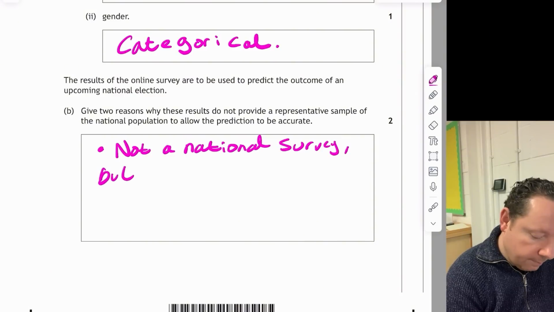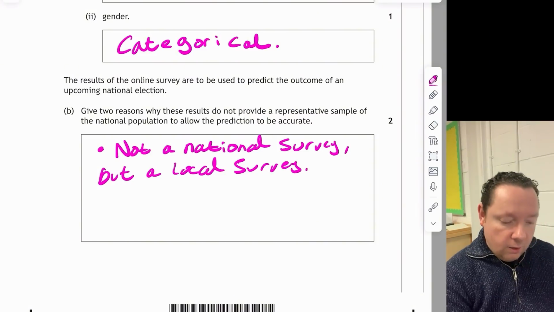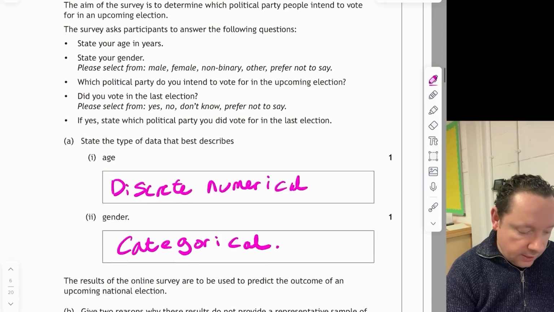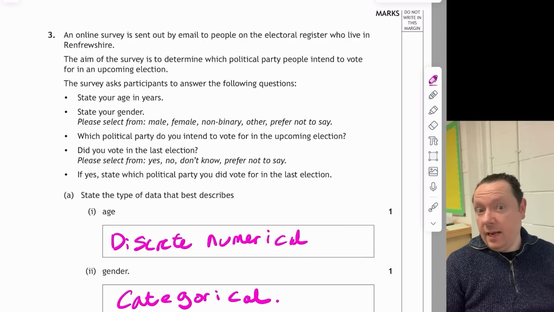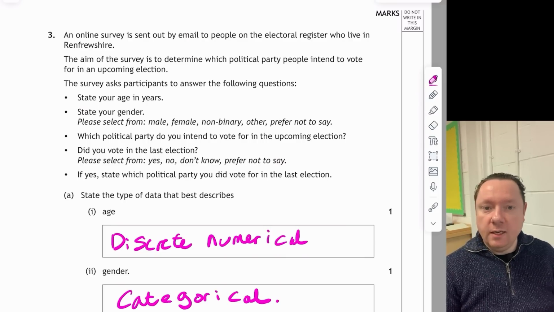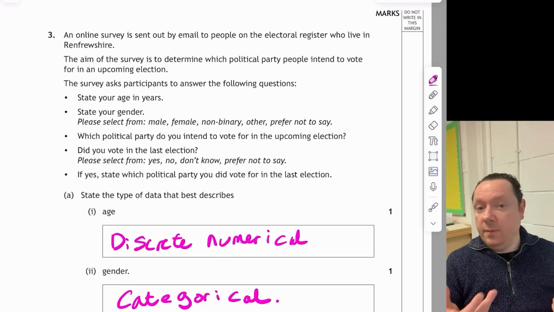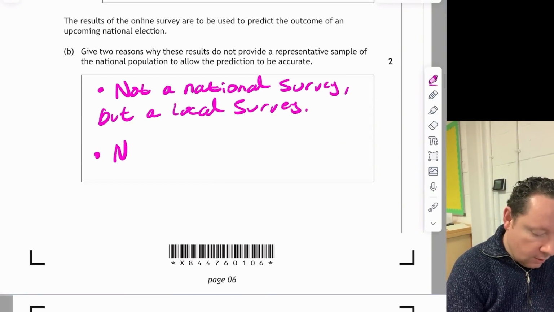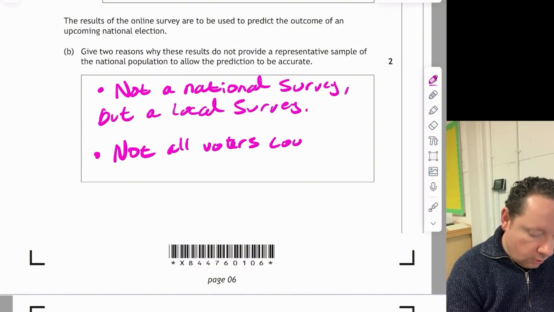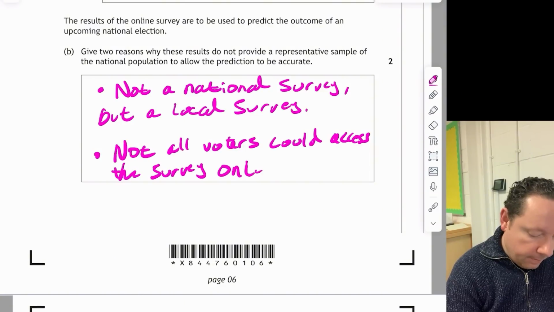But a local survey. Right, what else? Well, if we look at it, it said it was an online survey. Now, can everybody access online? Maybe not everybody can get access to online. So perhaps not all voters will be able to access the survey online. So that's another good reason. Not all voters could access the survey online.